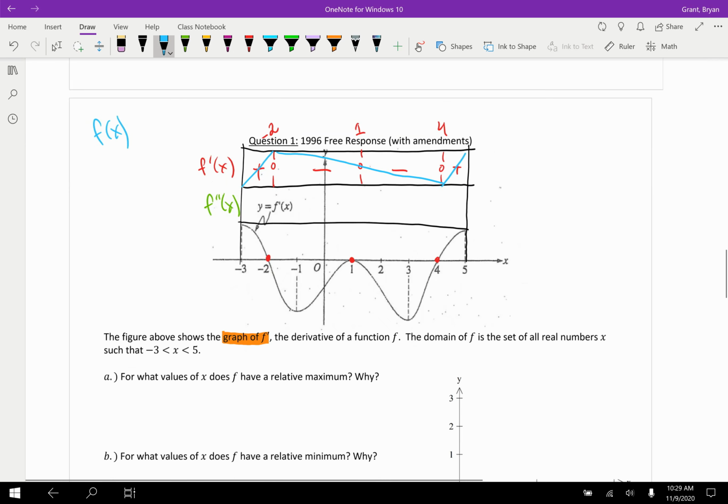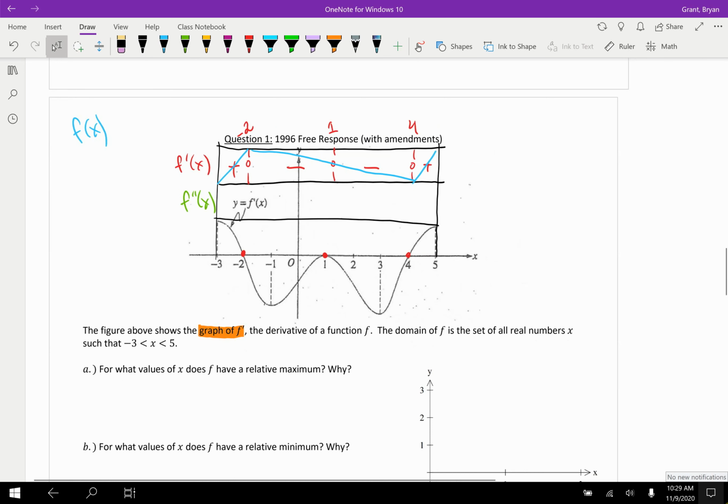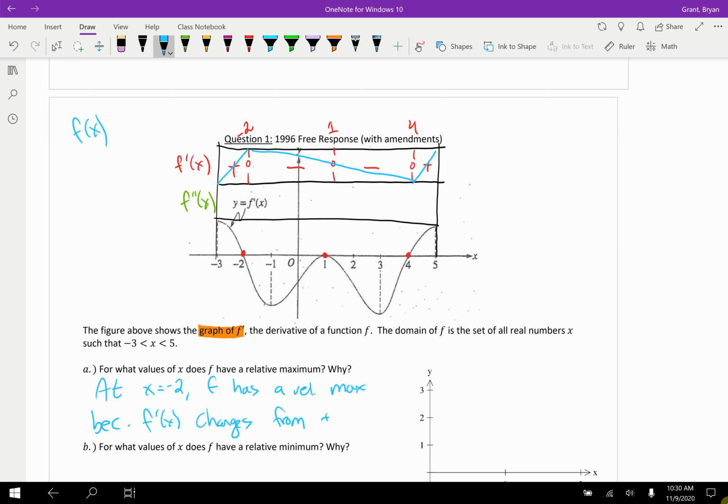For what values of x does f have a relative max? I want to see one relative max. I see that right there, don't I? So let's go ahead and explain. At x equals -2, f has a relative max because, read your sign chart, you'll be just fine. What happens at -2? F prime changes from positive to negative. Great.